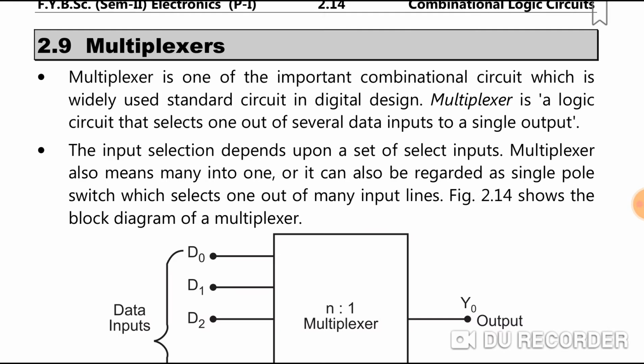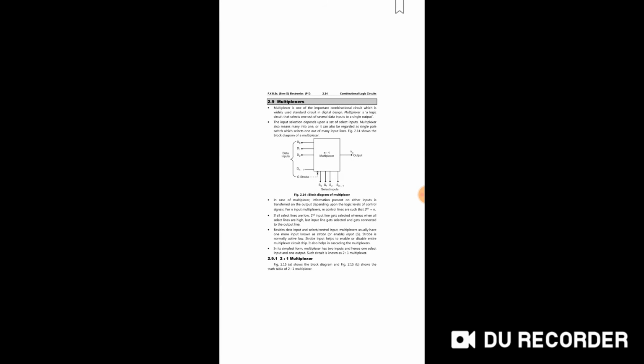Widely used standard circuit in digital design. So multiplexer is a logic circuit that selects one out of several data inputs to a single output. The input selection depends upon a set of select inputs. Multiplexer also means many into one, or it can also be regarded as a single pole switch, which selects one out of many input lines.